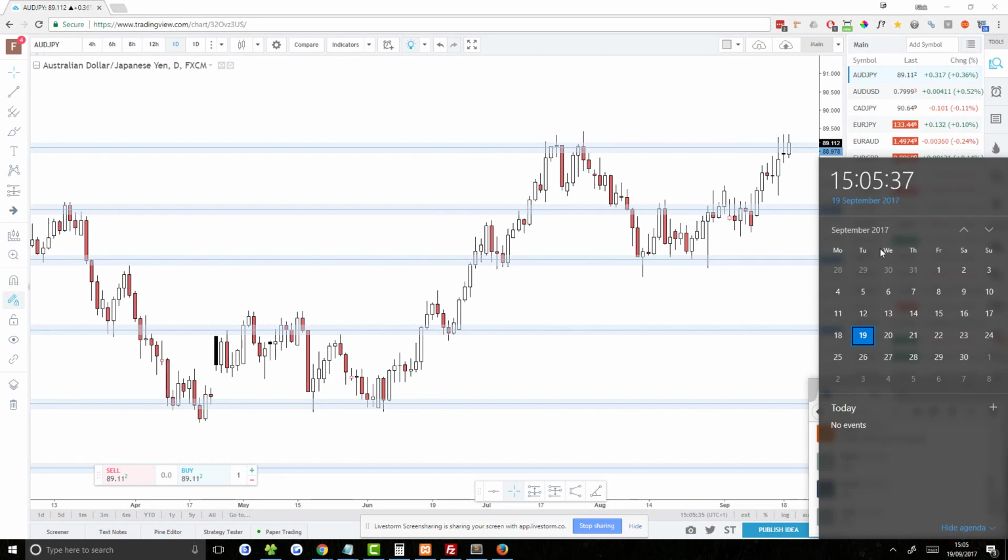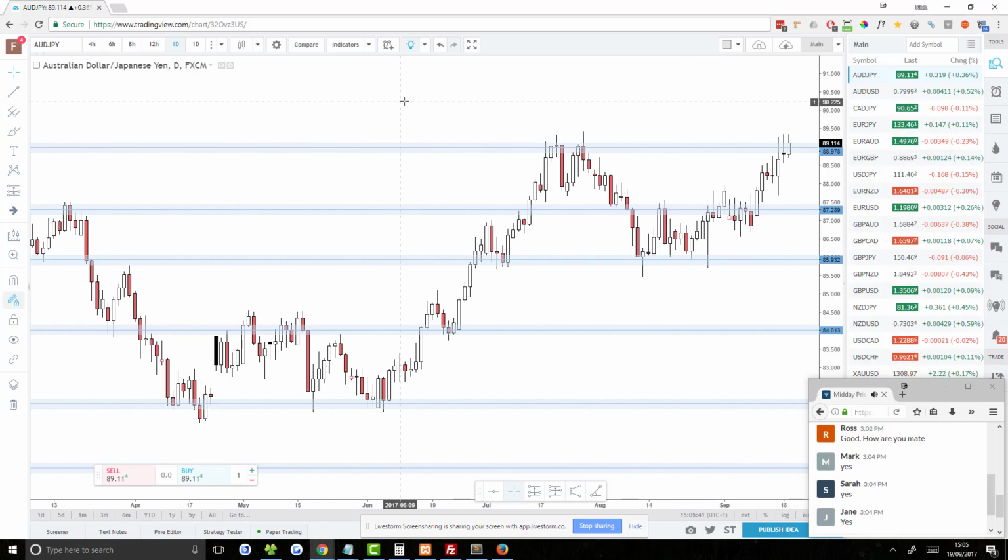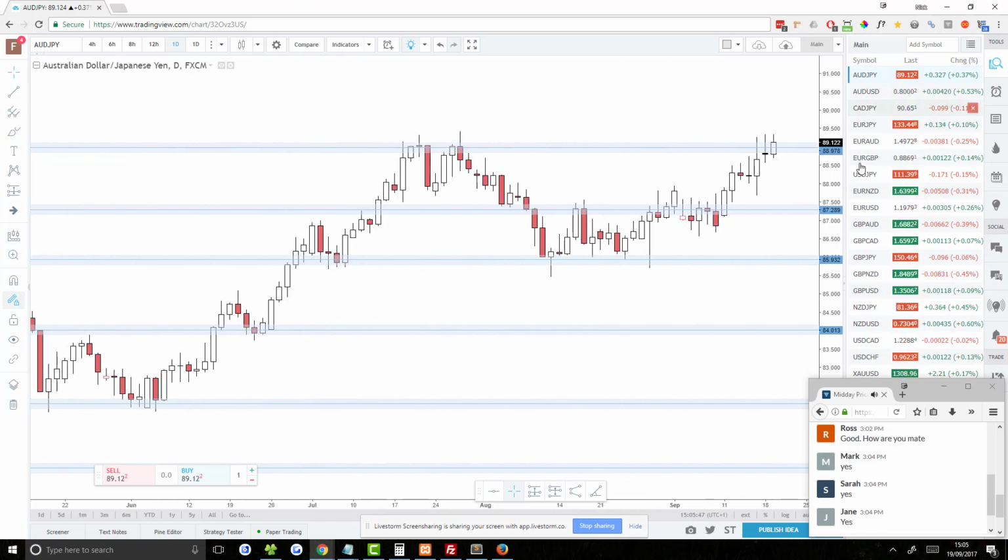Today is Tuesday, the 19th of September 2017, and the time is 15:05 here in the UK. You're looking at an AUDJPY daily chart, so let's get started with the analysis and look for some setups. Okay, so right now, we actually have a potential setup forming on AUDJPY.